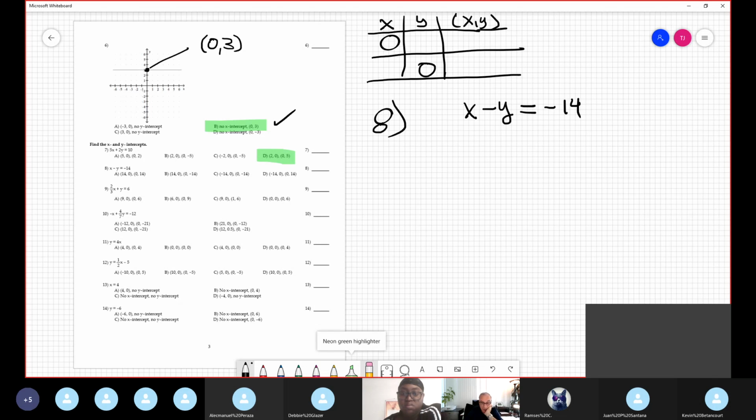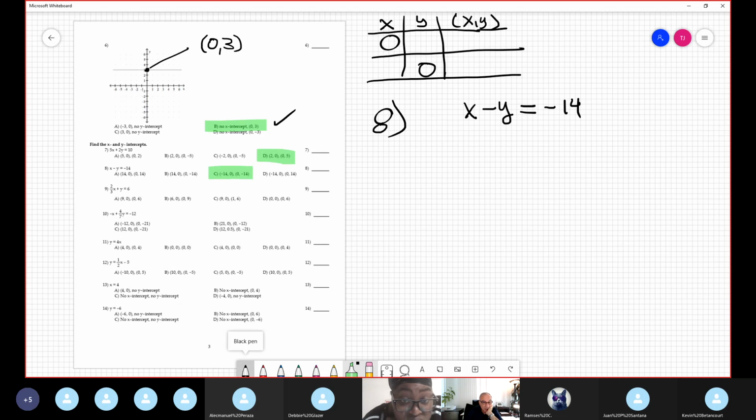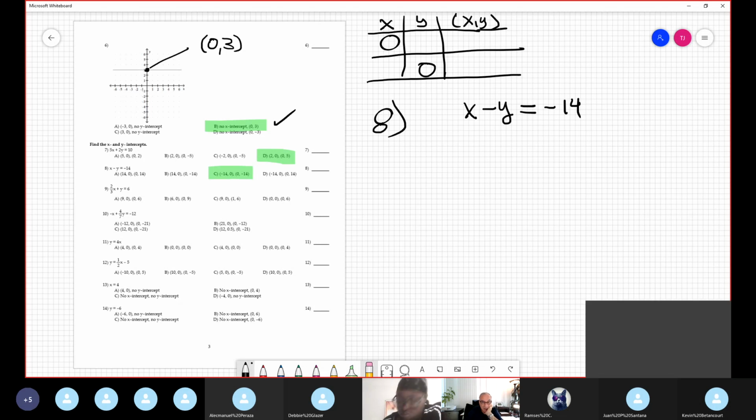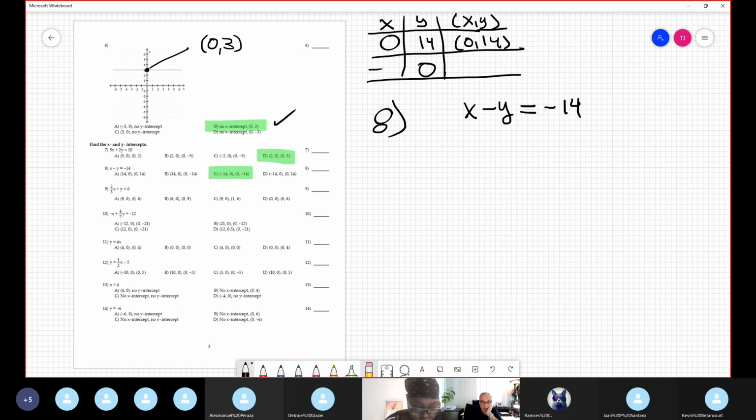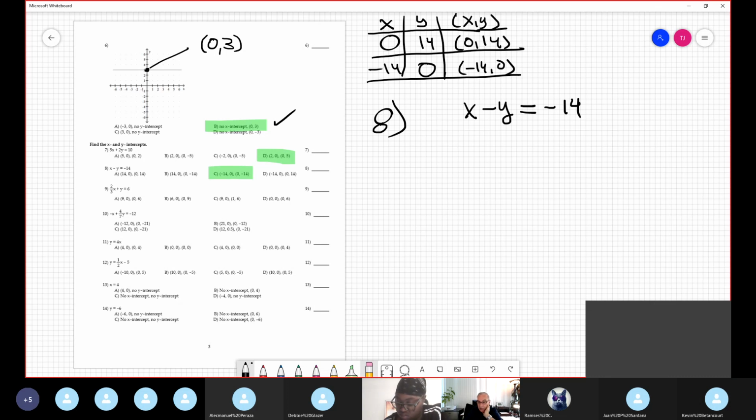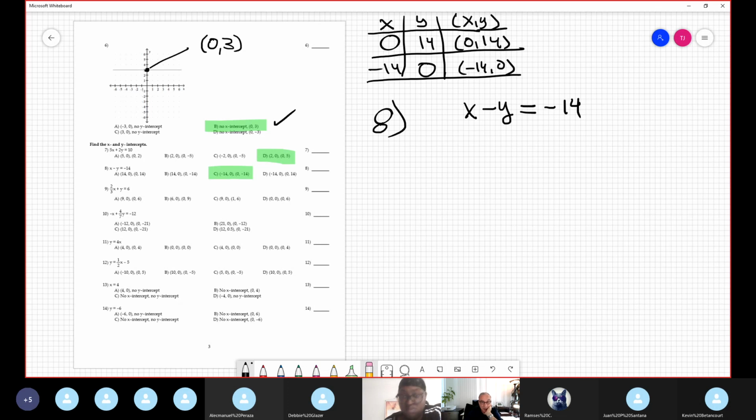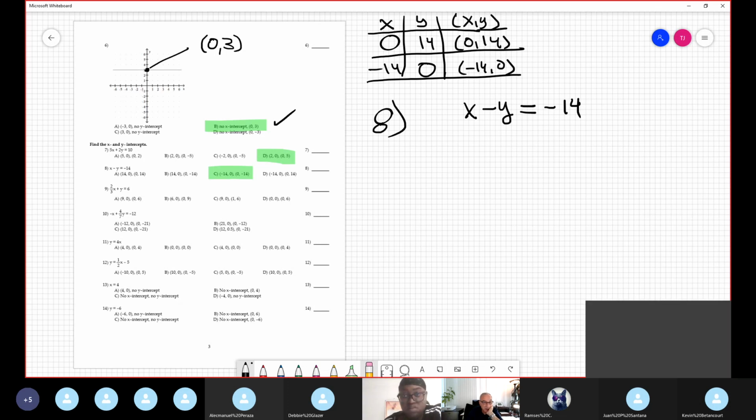Brian said yes. Let's check, Brian. If x is 0, then y is positive 14. If y is 0, then x is negative 14. Negative 14, 0. Now let me see. Alex Manuel says because you divide by negative 1. So 0,14. Let me see. No, so no, yes, it's 8.